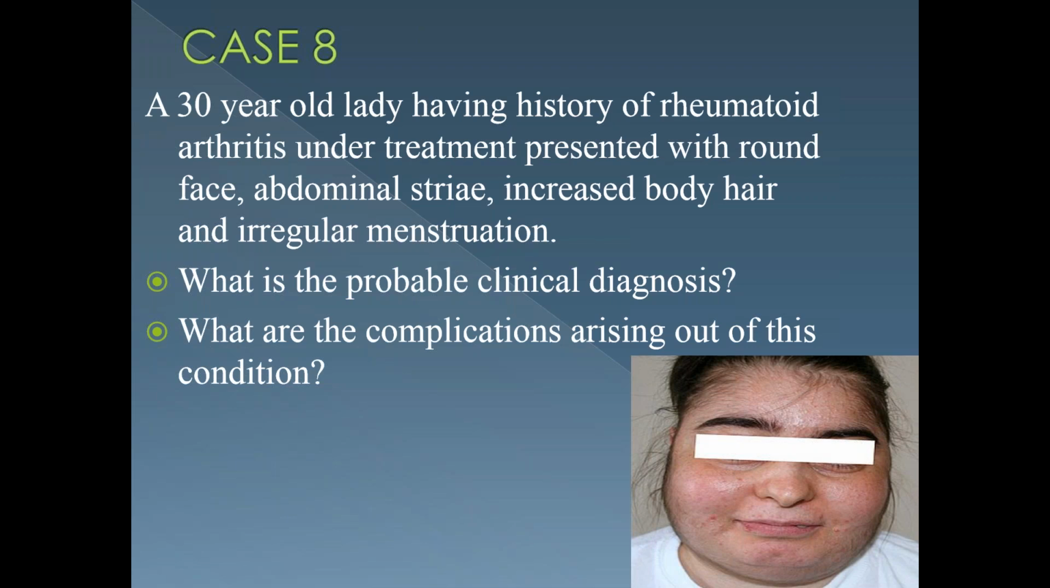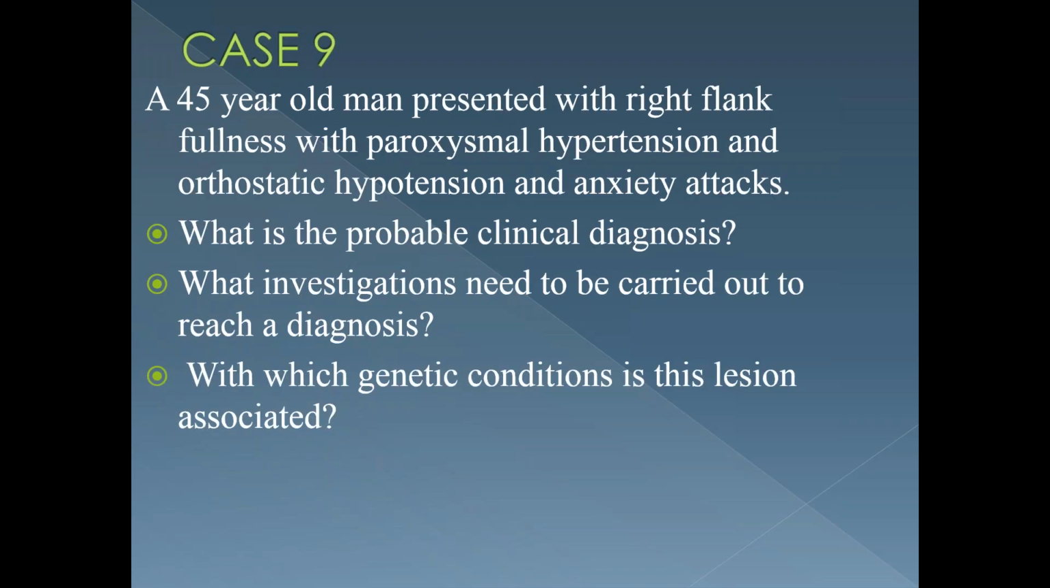Case 9. A 45-year-old man presented with right flank fullness with paroxysmal hypertension and orthostatic hypotension and anxiety attacks. What is the probable clinical diagnosis? What investigations need to be carried out to reach a diagnosis? With which genetic conditions is this lesion associated?